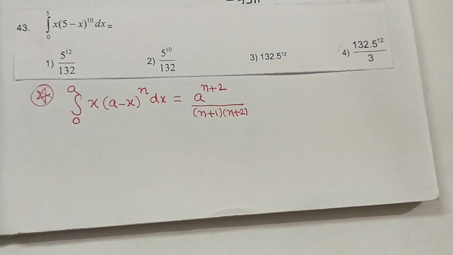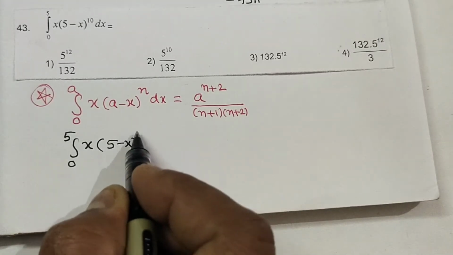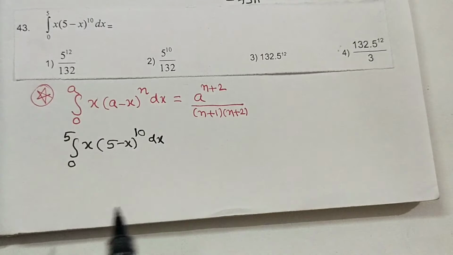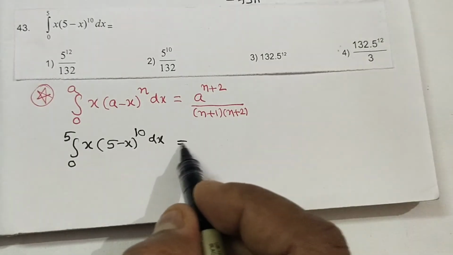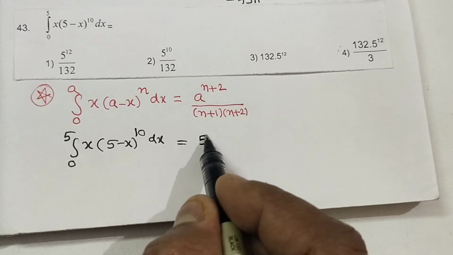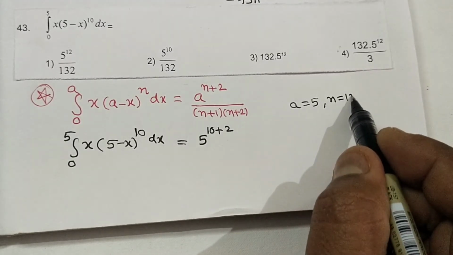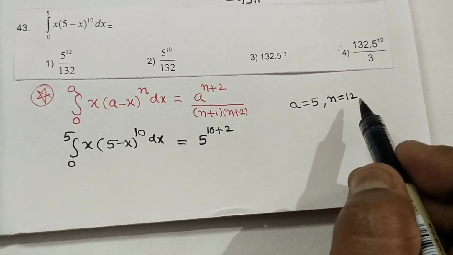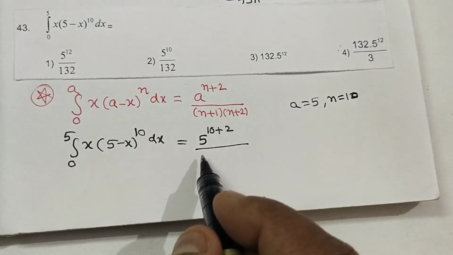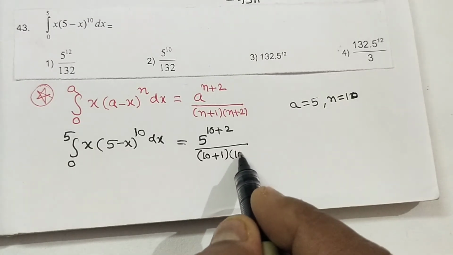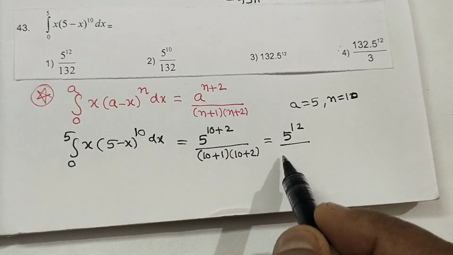So based on this formula, the given question becomes integral 0 to 5 x into 5 minus x whole power 10 into dx. Observe that here the upper limit and here a, both should be equal, then only the formula will be applicable. So a is equal to 5 and n is equal to 10. Divided by n plus 1 into n plus 2, 10 plus 1 into 10 plus 2, which is equal to 5 power 12 divided by 11 into 12.